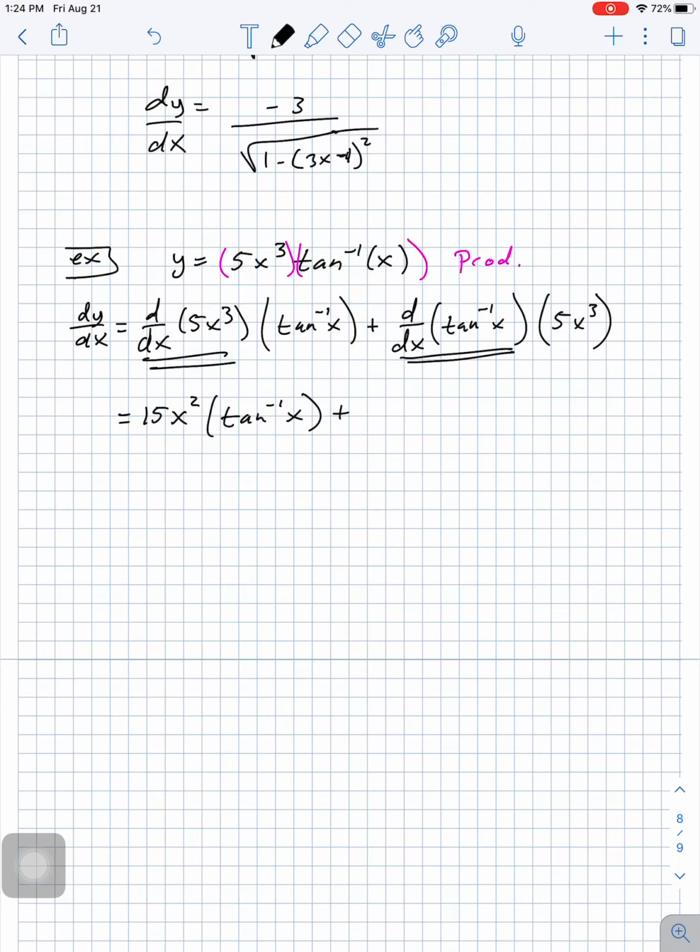Now, what's the derivative of this? This is a chain rule. The tangent inverse is the outside function, the x is the inside function. So tangent inverse, our formula for that is 1 over 1 plus the stuff squared.